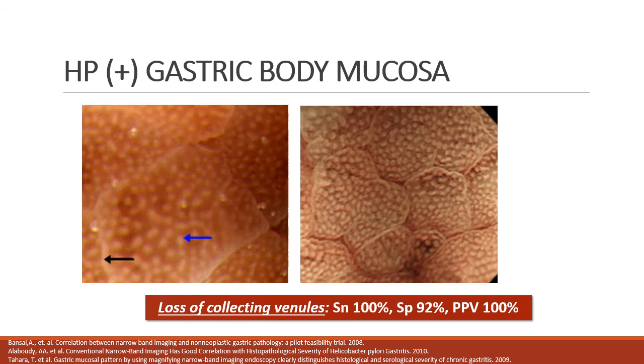Other findings include unclear or irregular subepithelial capillary network with enlarged white pits surrounded by erythema. The pits become rod-shaped, elongated, or ovoid, and irregular with prominent sulci. The detection of rod-shaped gastric pits indicates moderate H. pylori gastritis. This is an image of H. pylori infection of the body with blue arrow representing loss of subepithelial capillary network and black arrow identifying loss of collecting venules.